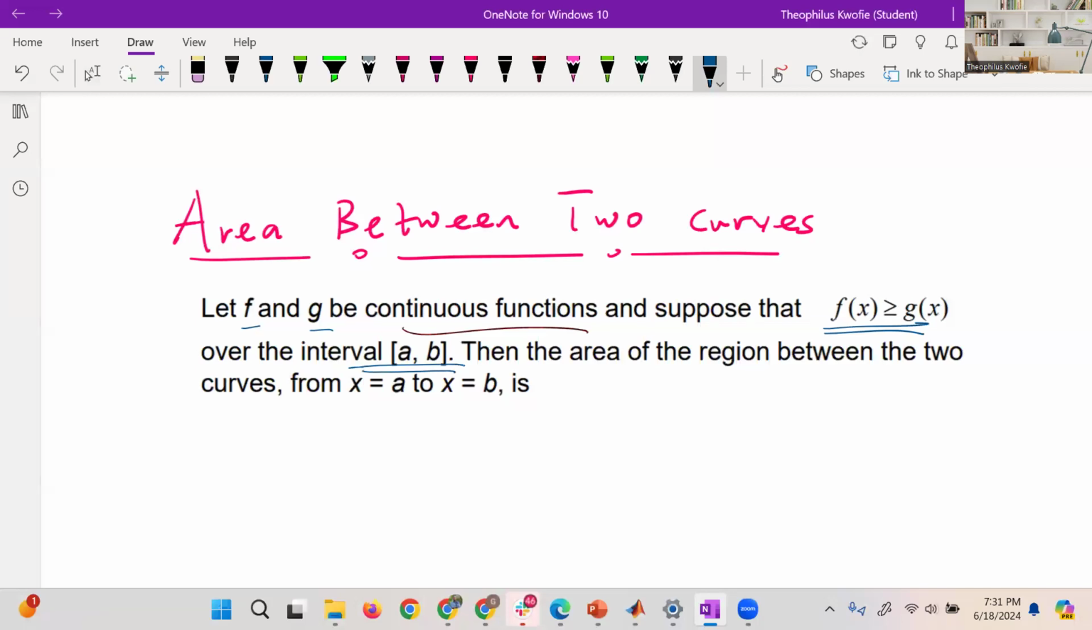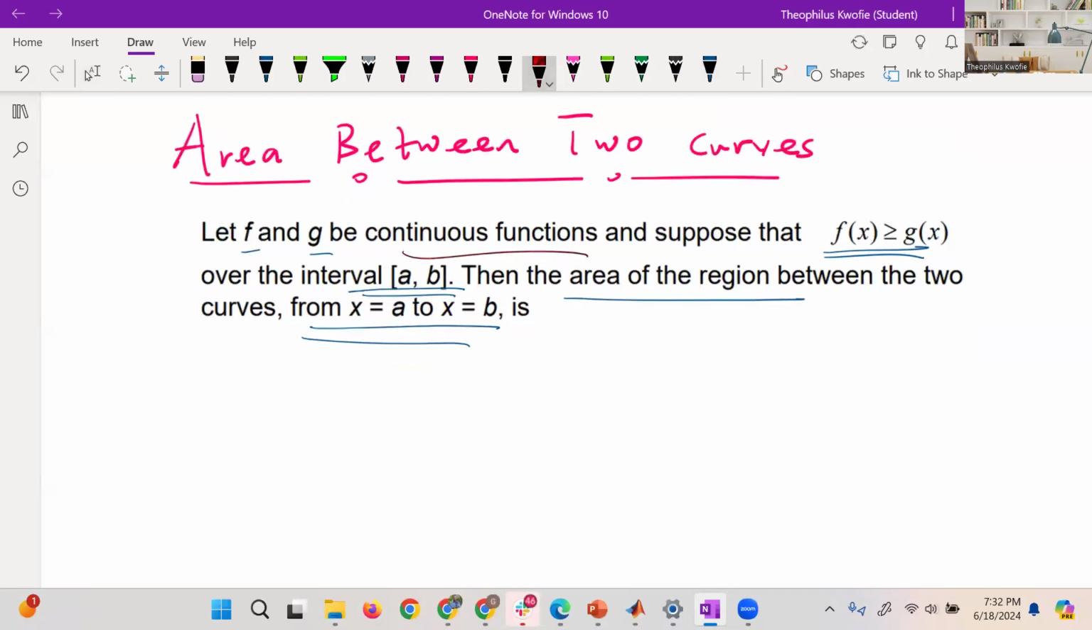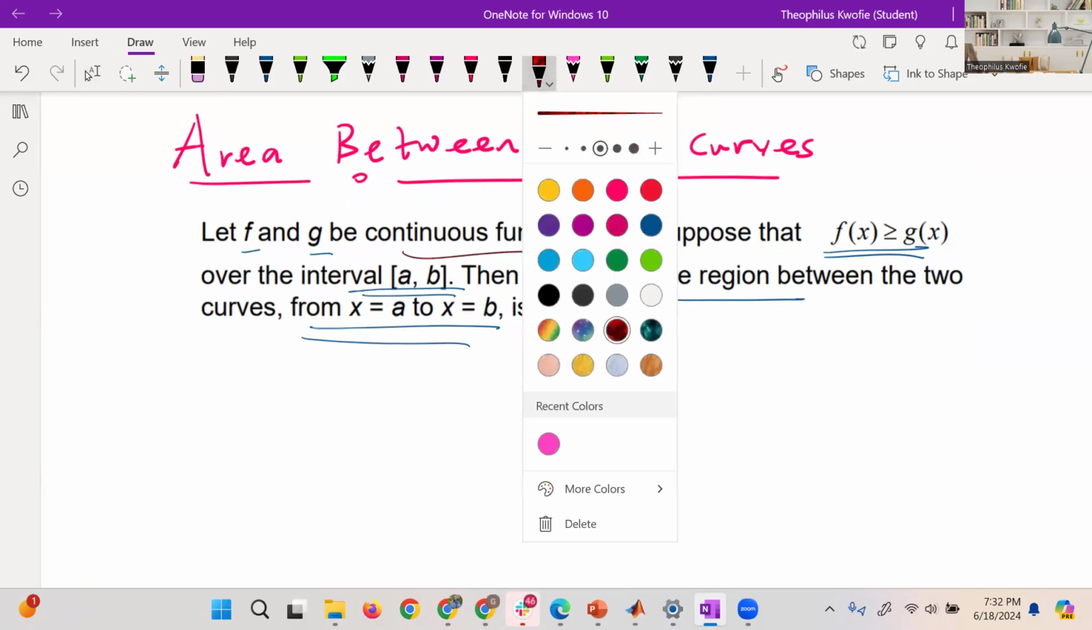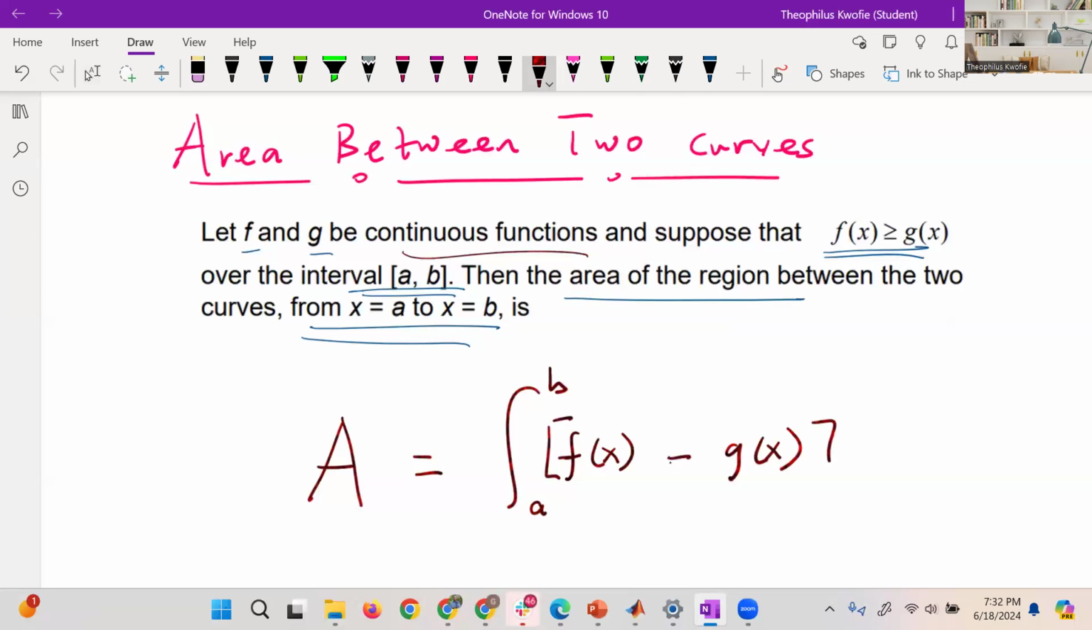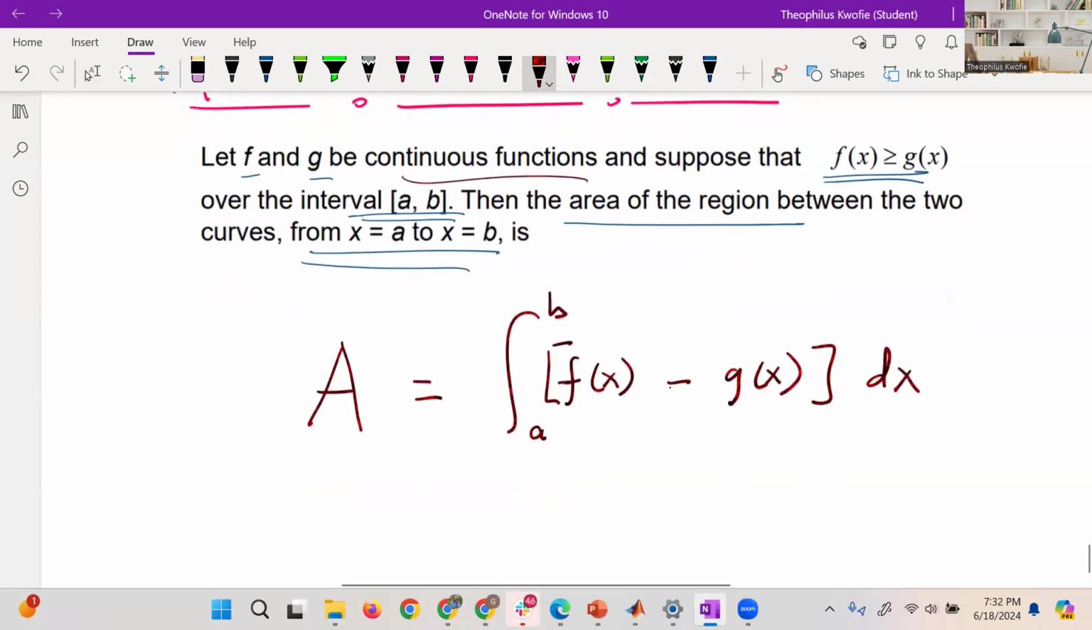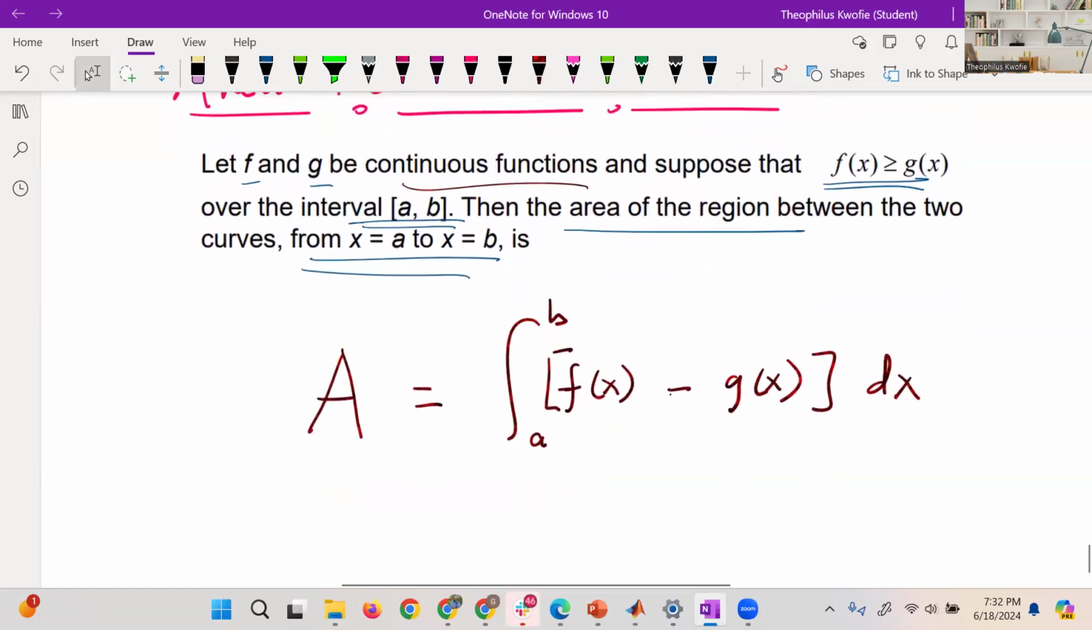Then we claim that the area of the region between these two curves, from a to b, will be given by such a very nice integral. So we claim that the area will be given by this.